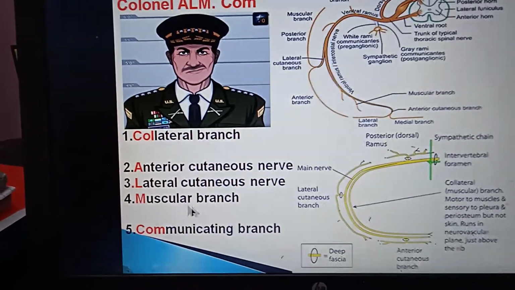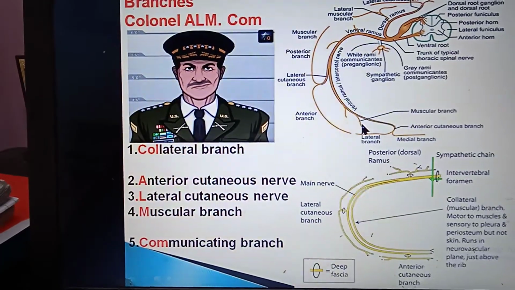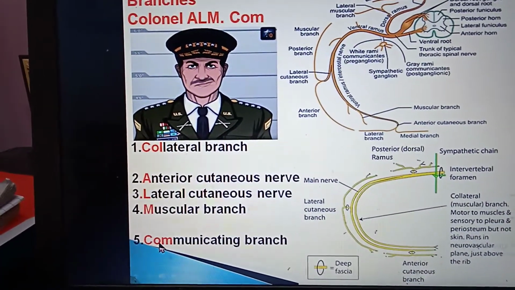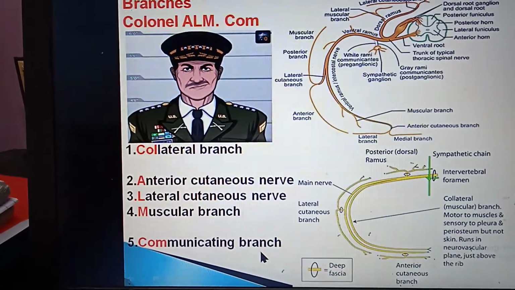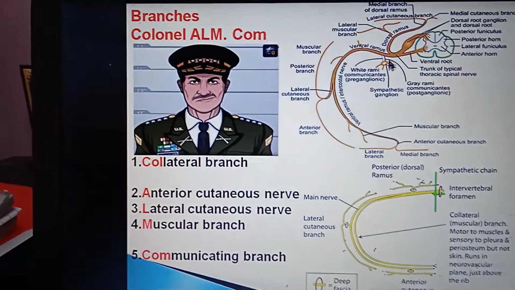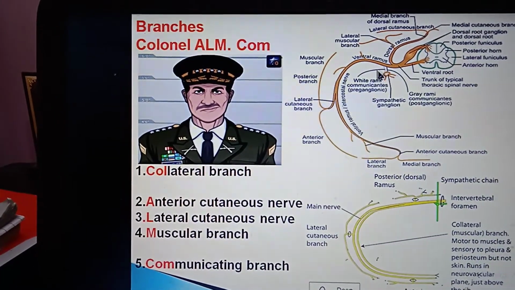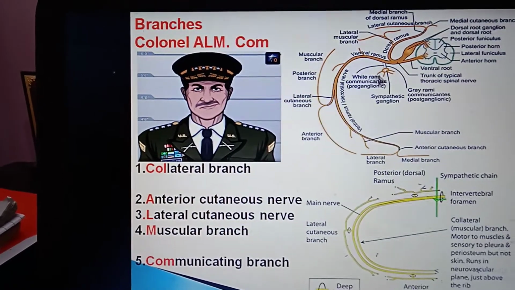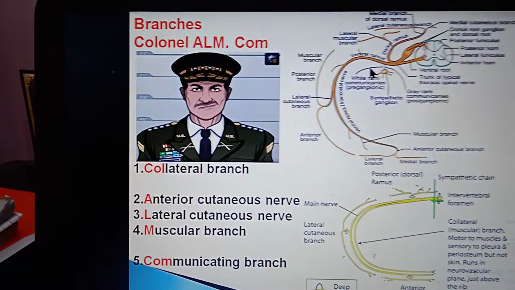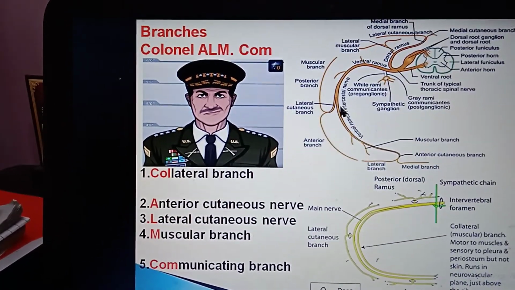These are the muscular branches, not shown here, but here is a small and a small one. These are the muscular branches going to the muscles of the thoracic region. And the communicating branch is not shown in this picture. These communicate with the sympathetic trunk via the white and gray rami communicantes. So these are the communicating branches, and with other intercostal nerves there are many communicating branches.